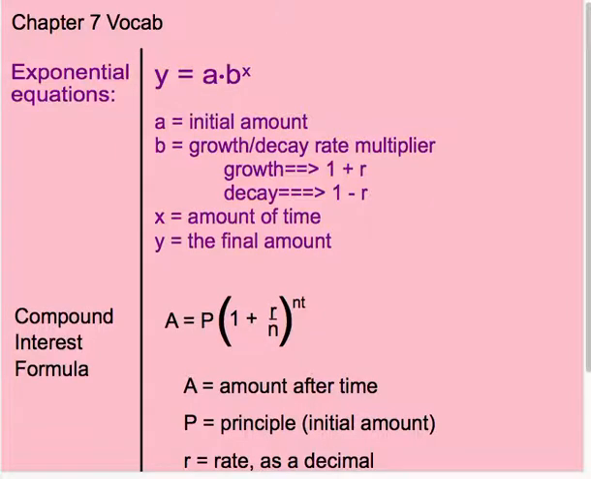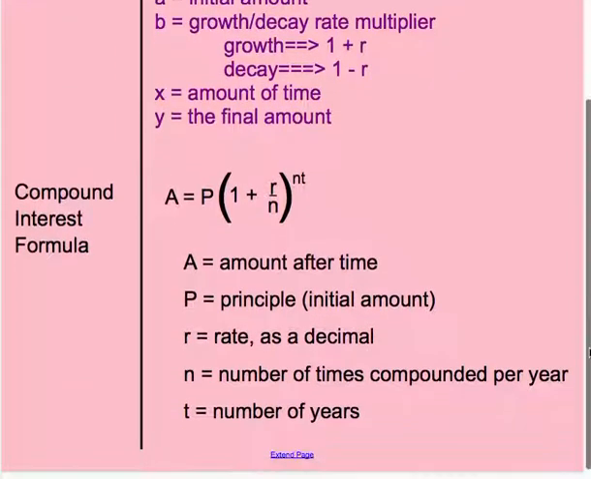We have a compound interest formula here. What this does is it tells you how much money you will earn on your investment. P is your investment, or the initial amount that you're investing into an account or putting into a bank. R is the rate, the interest rate that they're paying you. N is the number of times that the interest is compounded per year.